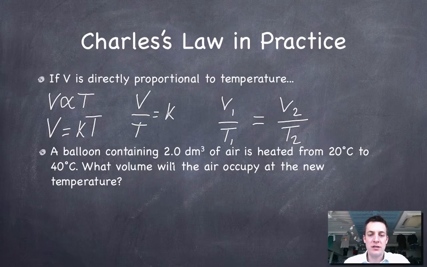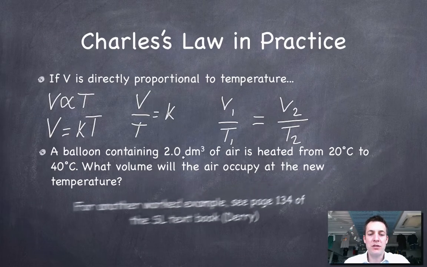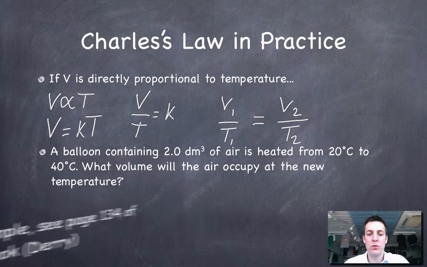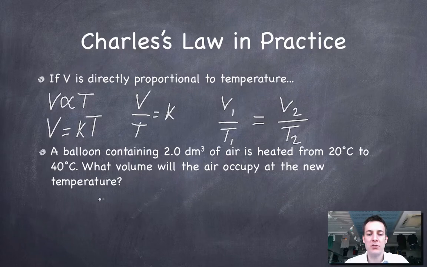Let's put this into practice here. A balloon containing 2.0 decimeters cubed of air is heated from 20 degrees centigrade to 40 degrees centigrade. What volume will the air occupy at the new temperature? Well, first of all, as we've seen, it's very important to turn these temperatures into absolute temperatures. So we're going from 293 Kelvin to 313 Kelvin.